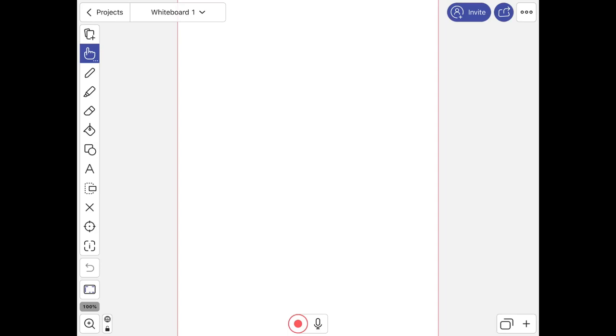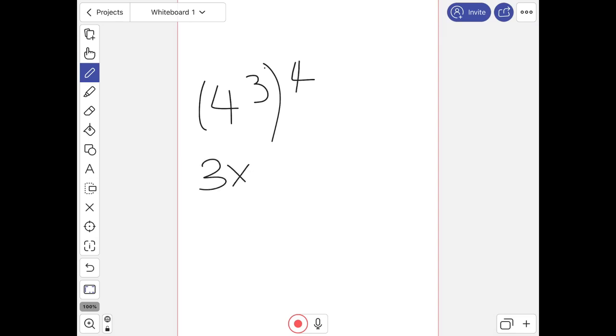So for example 3, we are asked to simplify (4 to the power of 3) to the power of 4. Now all we need to do is multiply the powers. So we have 4 to the power of 3 to the power of 4. And we can quite easily work out that 3 times 4 is 12.